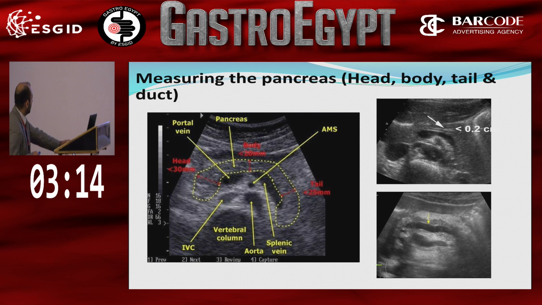This is the pancreatic anatomy: head, body, and tail. Head not more than 3 centimeters. Body not more than 2 centimeters. Tail not more than 2.5 centimeters.